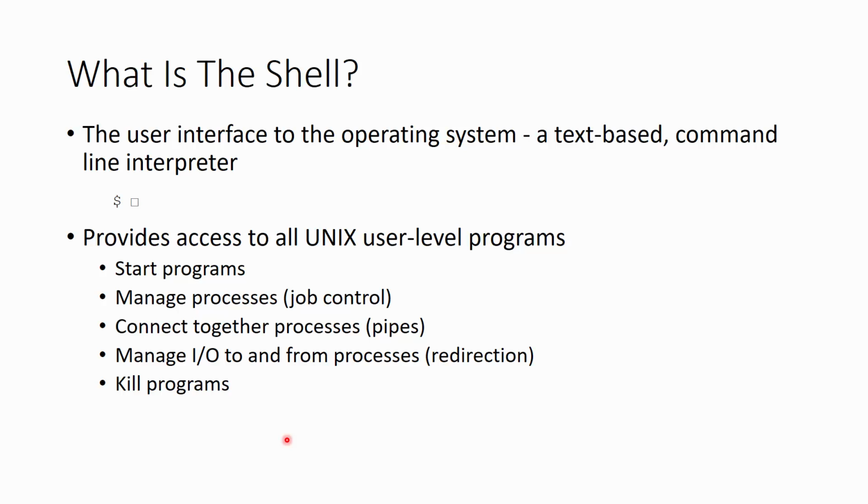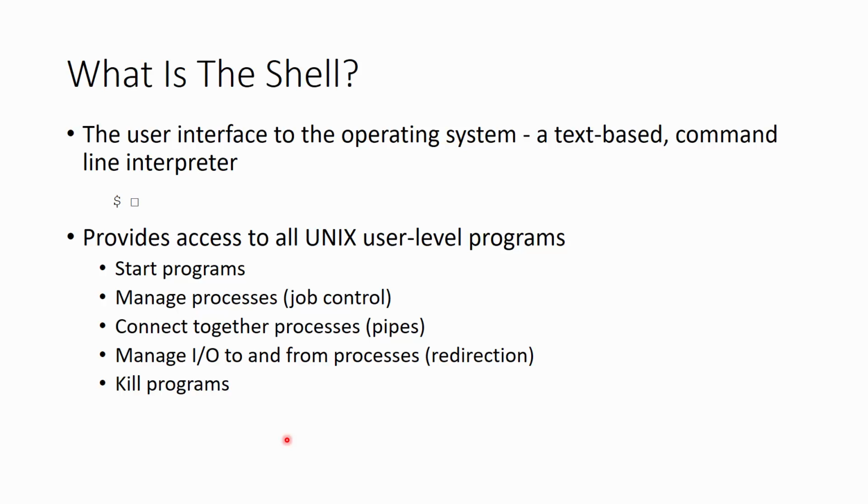So how do we actually interact with Unix? Well, modern versions of Linux all have a graphical user interface, but we're going to be looking at things a lot lower. So we actually don't touch any GUIs, any graphical user interfaces at all in this course. We'll be using just the command line. So the interface to the operating system is this command line interpreter, and it's also called the prompt, would be another name for it. And from the prompt, we have access to all of the Unix user level programs.